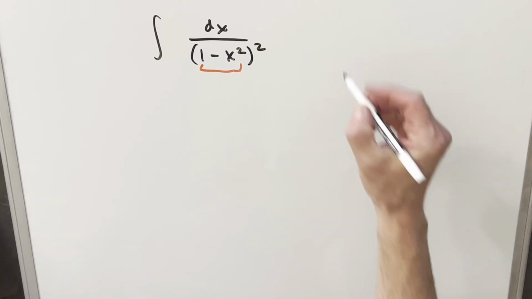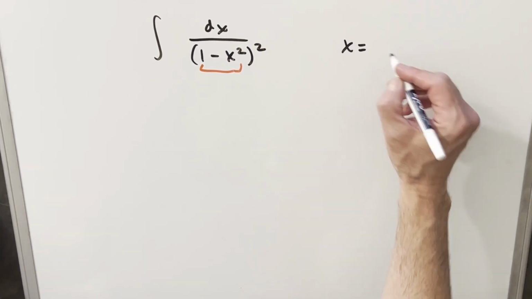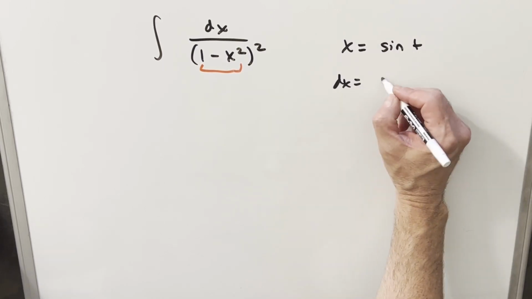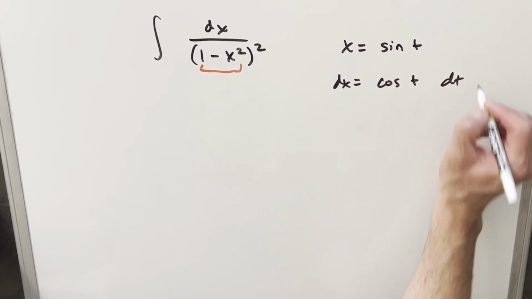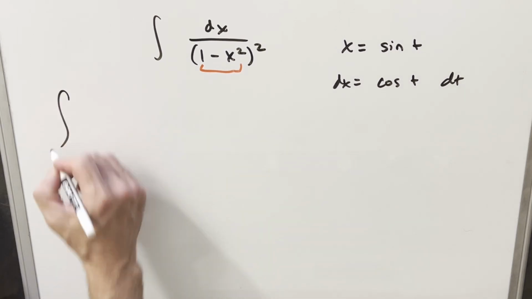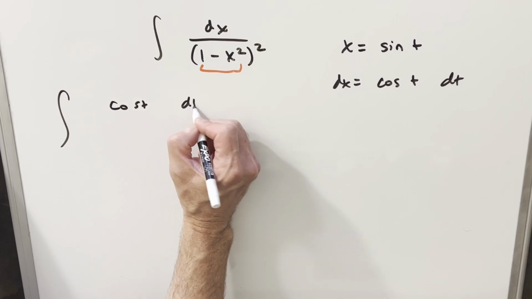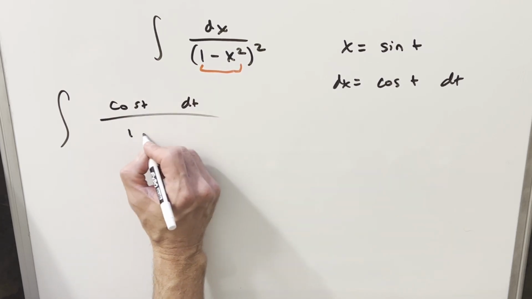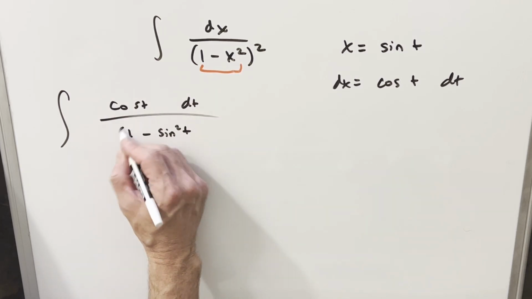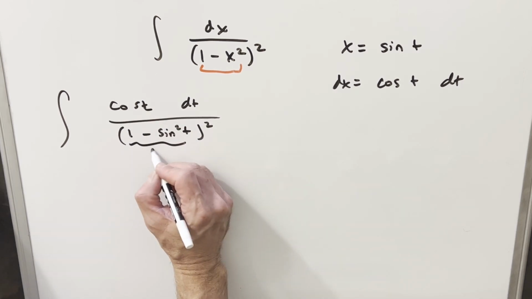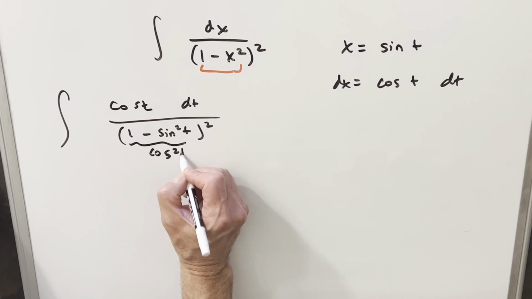What I'm going to do is set x equal to sine of t. We'll take a derivative, and then dx is going to be just cosine of t dt. We'll go right ahead and make the substitution. So in the numerator, we'll have our cosine t dt. And then here I'm going to have 1 minus sine squared t, and this is all squared. But the good thing here is 1 minus sine squared t is the same thing as cosine squared t.